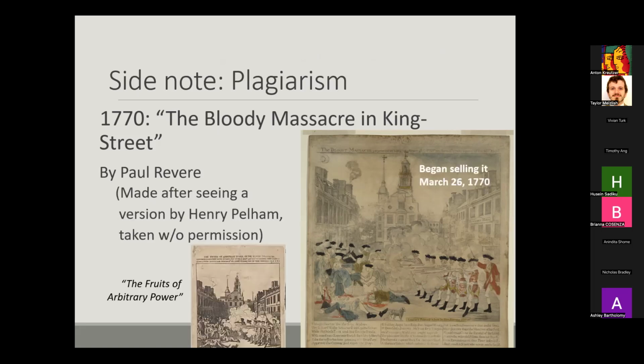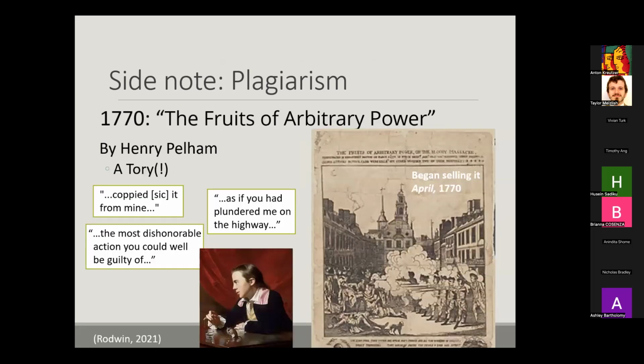And well, the image, first of all, was a plagiarized image. There was another image maker called Henry Pelham who made it the month before, and Paul Revere saw a picture of it and copied it and started selling it about a week or two before Henry Pelham did. Henry Pelham wrote a series of very angry letters about it, right?